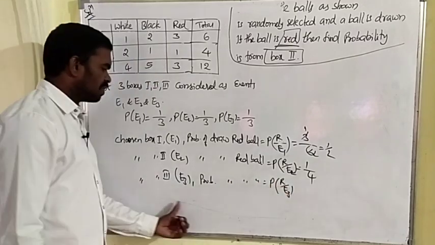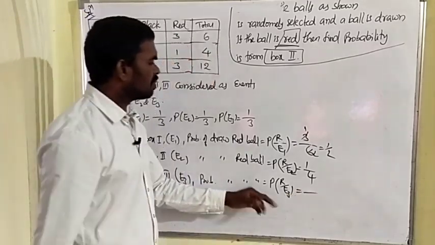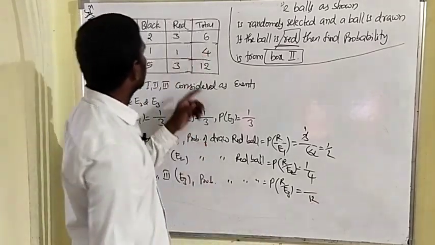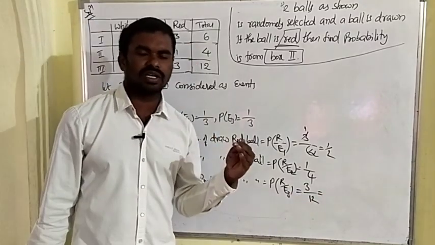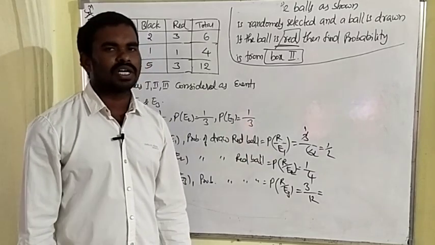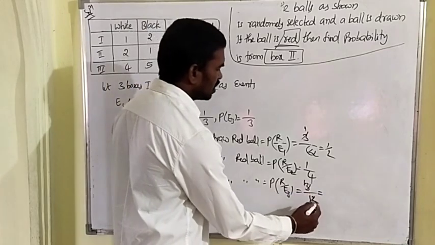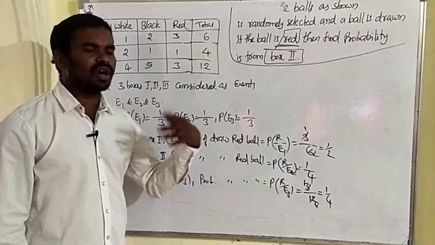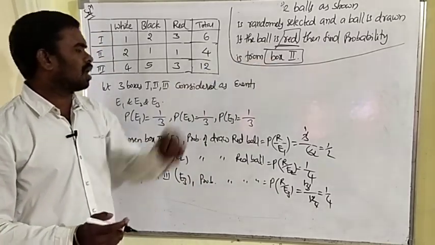Okay, you must write each and every step, that will show good appearance. In E3, that means box 3, how many balls are there? 12 balls are there. And how many red balls are there? 3 are there. So do you know the probability definition? Number of favorable outcomes by total number of possible outcomes. Okay, 3 by 12, that is 1 by 4. So each and every piece of information is gathered. Now what we have to find is the probability of the red ball being from box 2.